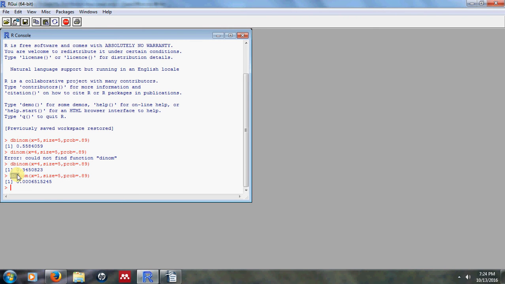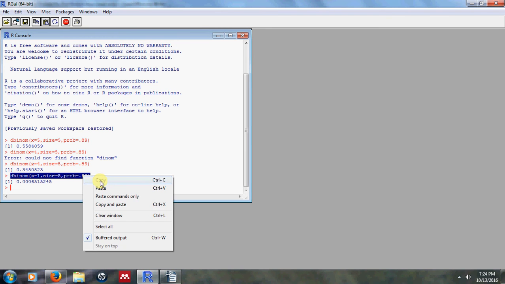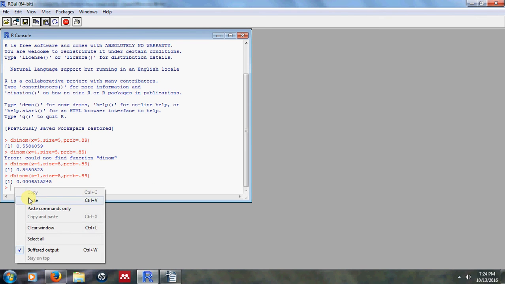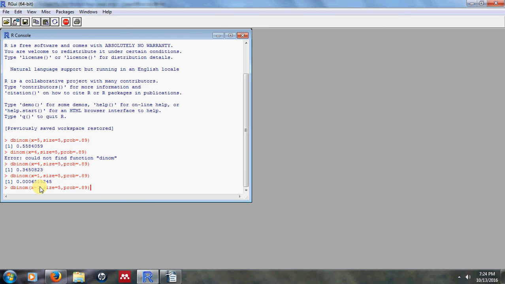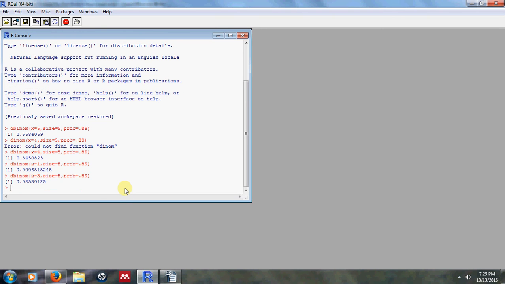Again, I'm just going to copy this, even though it might already be in our clipboard. And we want to find out what's the probability that x is 3, that's what we mean by at least 3, so 3, 4, or 5, and so it's 0.08, so roughly about 9% of the time.